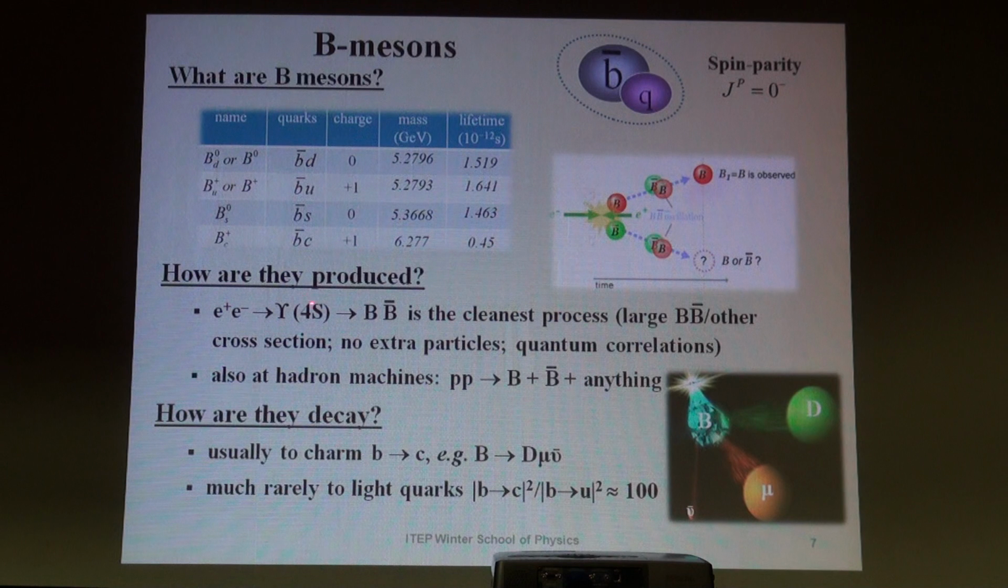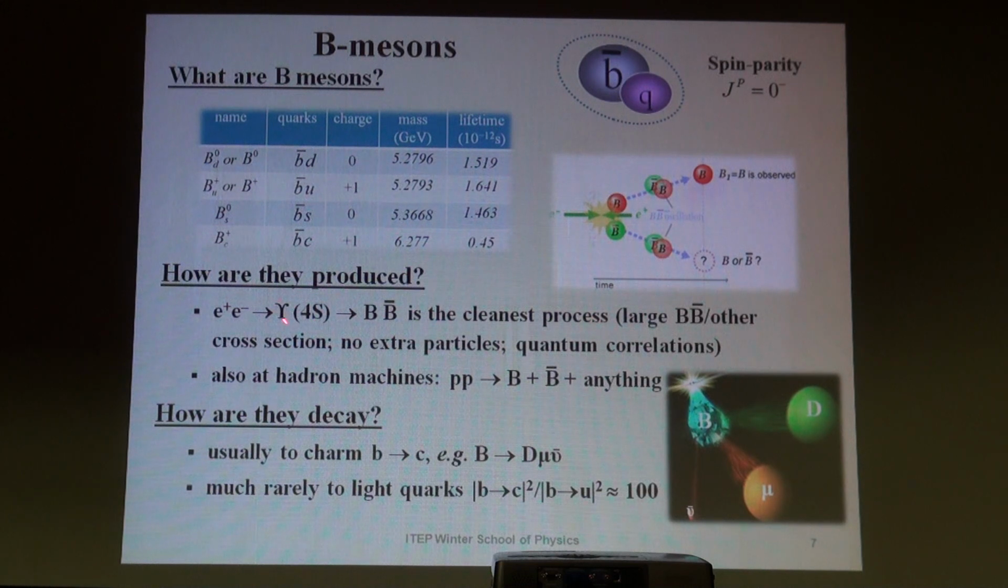We can produce them in Upsilon(4S) decay. I will say more about this later, but the important thing is that it can be produced in the e plus e minus collider. And the mass of this system is just equal to the sum of the masses of two B mesons. It means that from Upsilon(4S) we cannot produce, for example, B sub s. We can produce only B zero and B plus. But still, it's a very nice source of B mesons because it's a very clean process. We have only two B mesons produced from Upsilon(4S) and no extra particles.